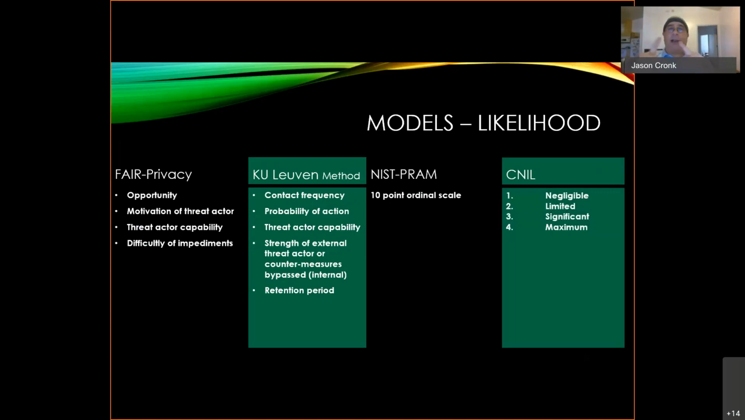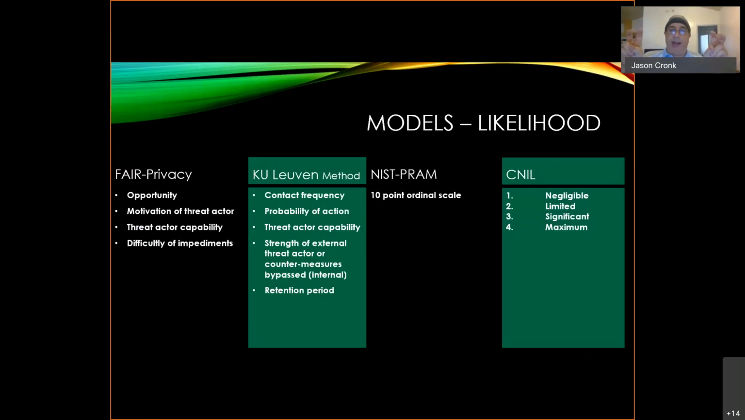My concern about the last two methods, again, is that they don't really account for variance. What if you have 1 million threat actors and for 999,000 of them, they have a negligible likelihood of doing something, but then the other 1,000 have a maximum likelihood? They're really motivated to do this. Does that mean that the overall risk is negligible or maximum or somewhere in between? Unfortunately, what happens with a lot of these ordinal scale measurements is you end up getting a lot of medium risk.